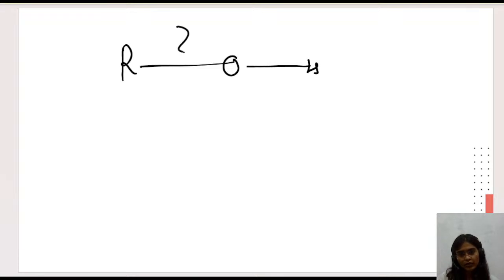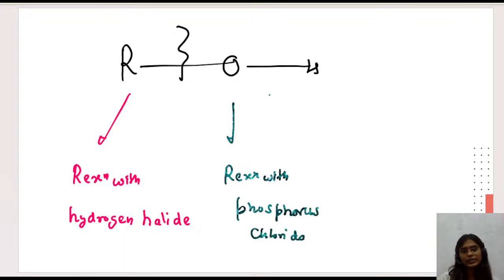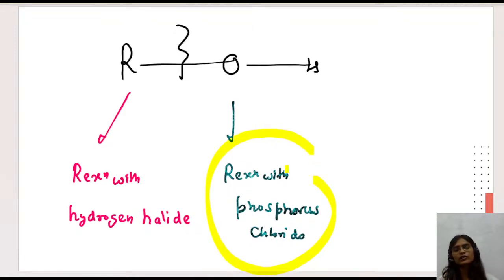Let me again explain this point. We discuss all these things under the case where you break the bond between R, O, and H. This time we are breaking this bond here. In this bond breaking, we just discussed the first type, that is the reaction with acid, or let's say hydrogen halide. It can be HBr, HCl, or HI. The next is the reaction with phosphorus chloride. So let's discuss this point now. This is the second reaction, or the first topic of today's class.